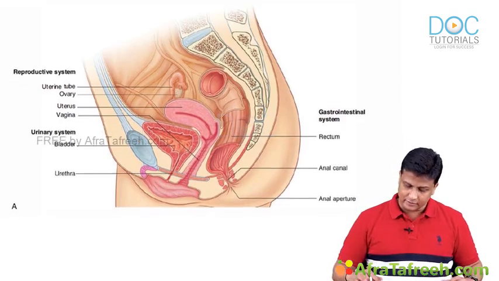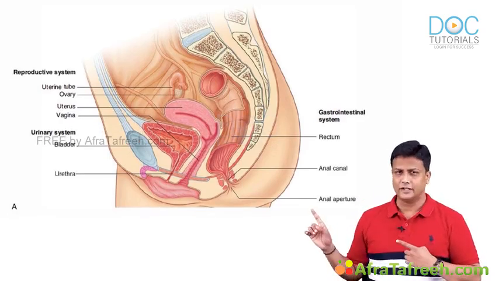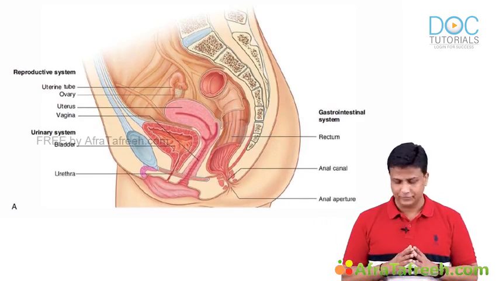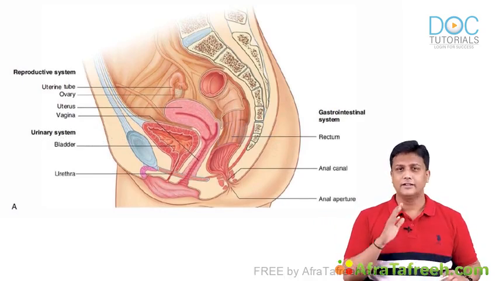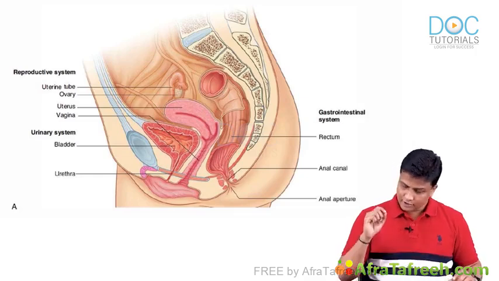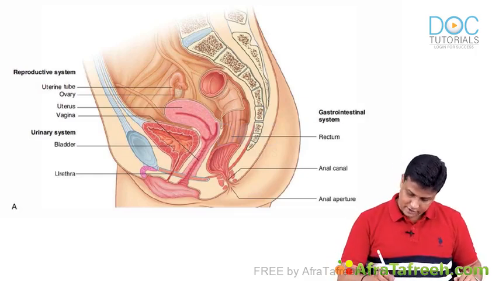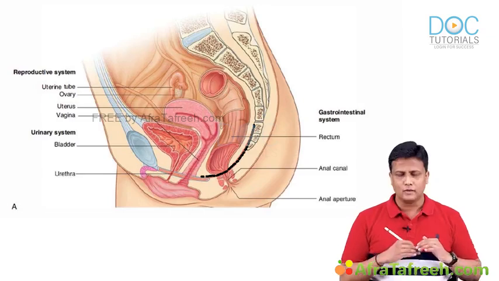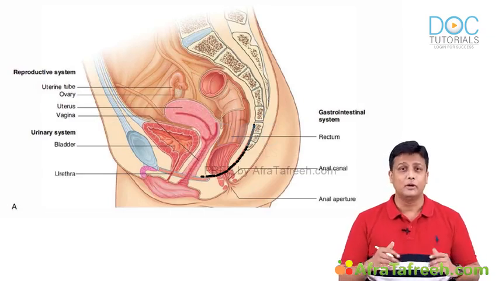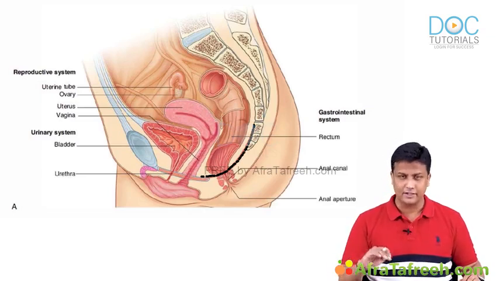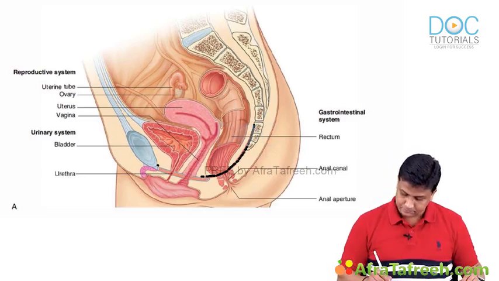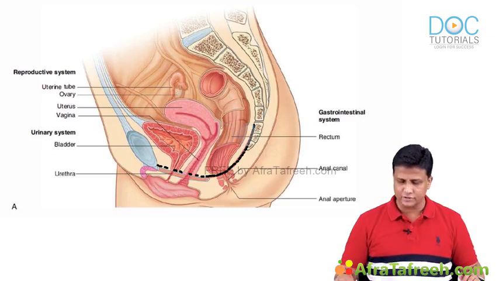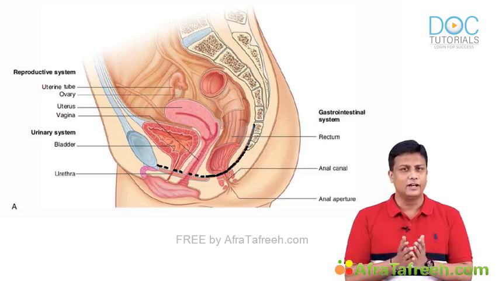In the diagram that you're able to see on the screen right now, it's the sagittal section of the female pelvis. In this section you are able to appreciate certain muscles sloping down, and these muscles are going to form the pelvic diaphragm. That pelvic diaphragm is present all the way up to here. In this section it is not shown, but that is the pelvic diaphragm.